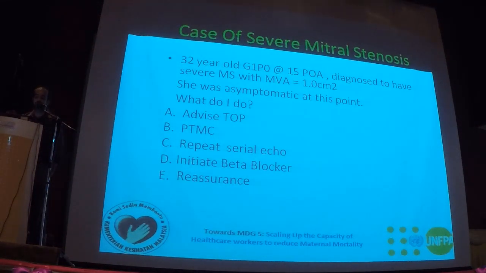So now let's go through another case. 32-year-old G1P0, 15 weeks period of gestation, diagnosed to have severe mitral stenosis with an MVA of 1 centimeter. She was asymptomatic at this point, and what should I do? Any takers for termination of pregnancy? Just a raise of hand. Okay. PTMC. As I told you, we can do PTMC in Penang. Repeat serial echo. Initiate beta blocker, or just reassurance.